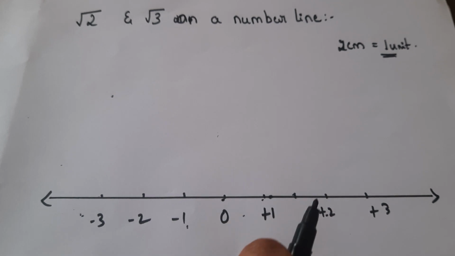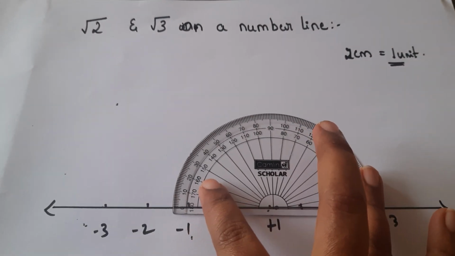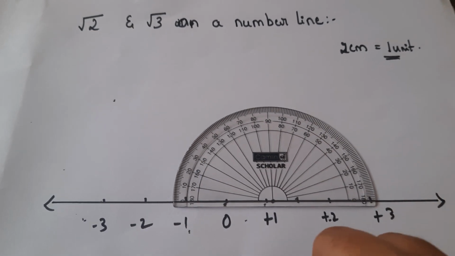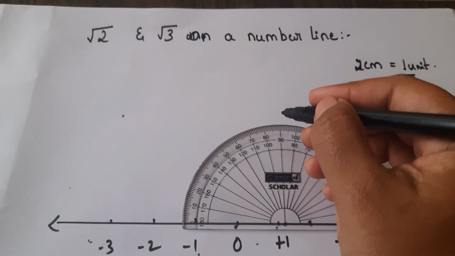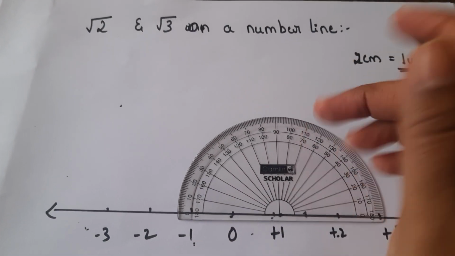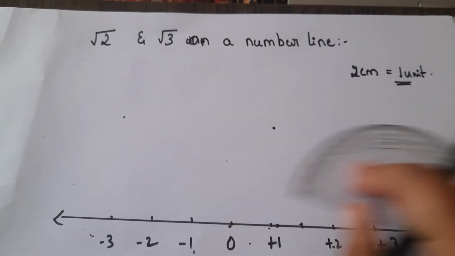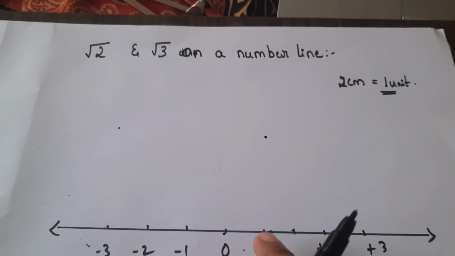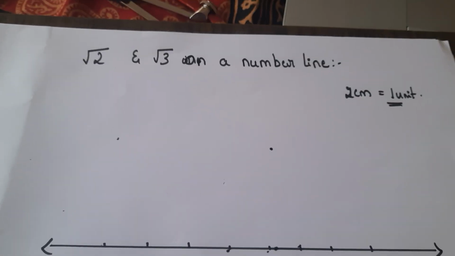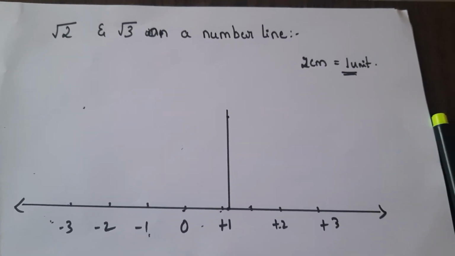Next step, take the protractor, keep it at +1, with the pointer at the first +1, and mark 90 degrees. I am using a single hand. Next step, join this point with this +1. So I have drawn the straight line, you can see.